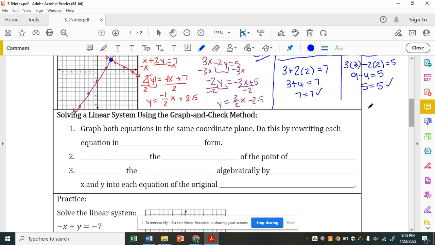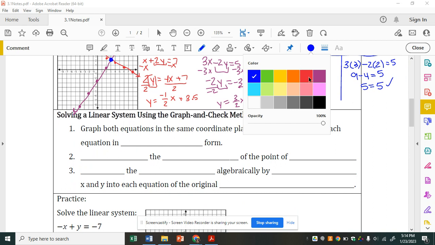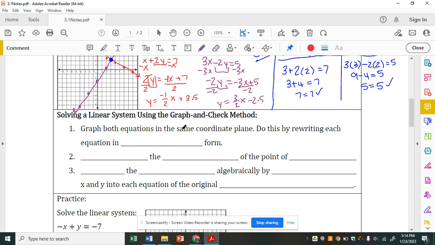Okay? So let's actually put into words what we had done here. The first thing that I did was I graphed both equations in the same coordinate plane. And we did this by rewriting each equation in slope-intercept form. Again, that's y equals mx plus b. And really, that's the only form we should be working with when we're solving systems by graphing, because it's the easiest form to graph.